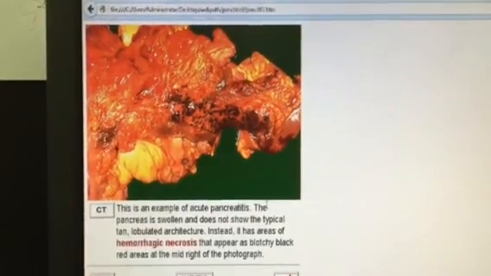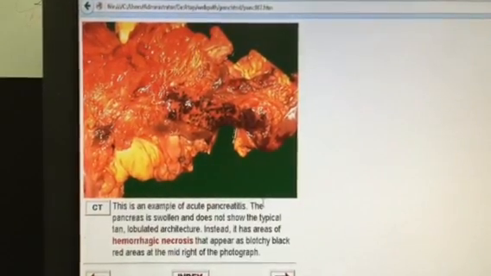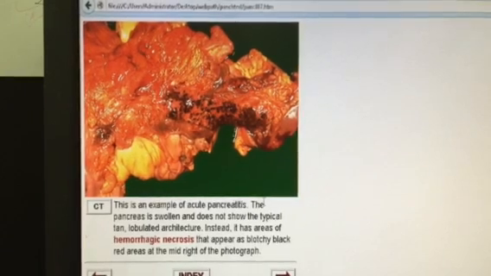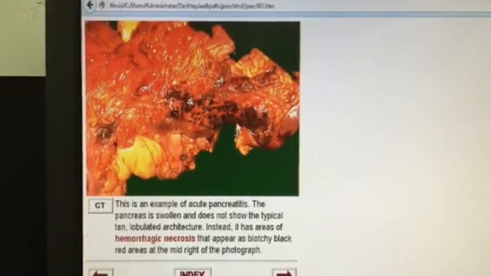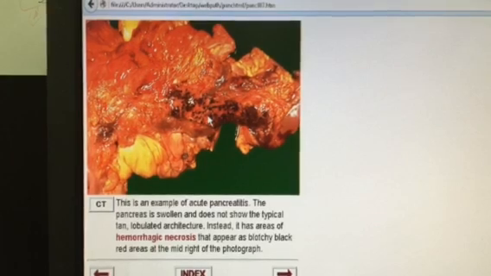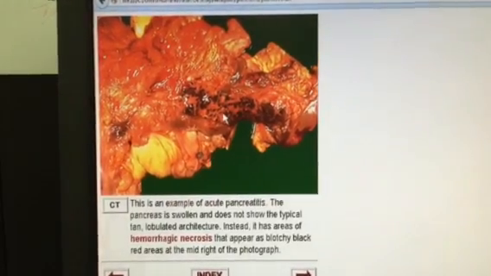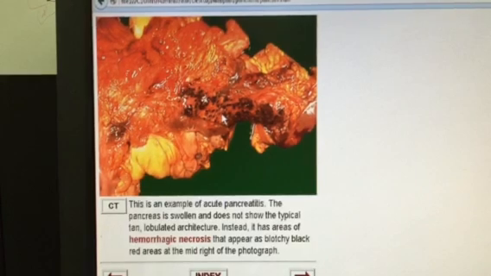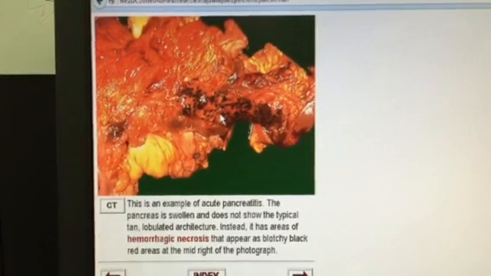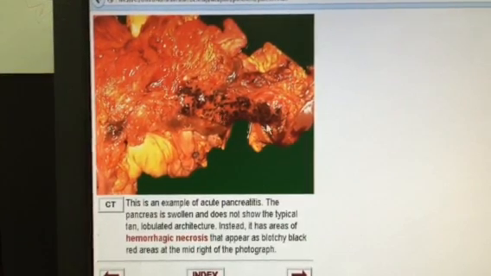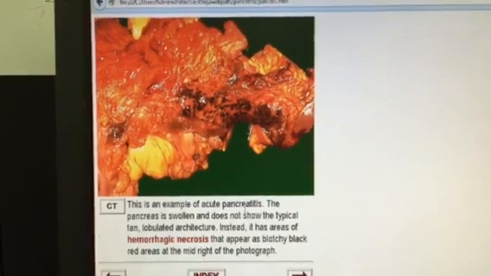The second topic is about the pancreas. Here is an abnormal picture of the pancreas. There is hemorrhage and necrosis seen in the pancreas. First, you have to know the normal structure or the normal shape of the pancreas to know the abnormality in each one. Here we have hemorrhage and necrosis.